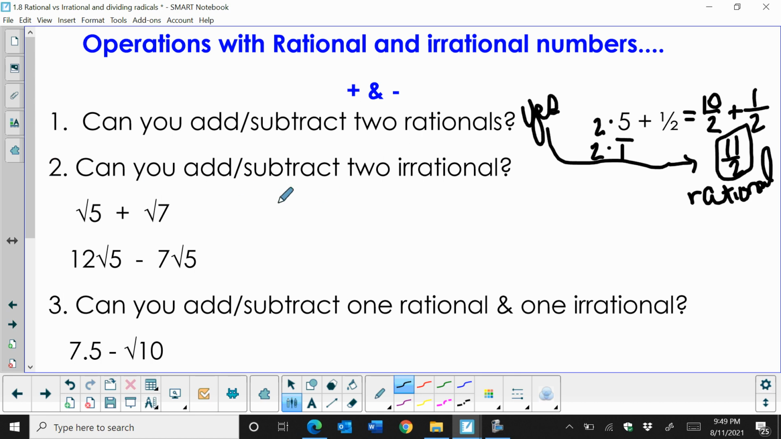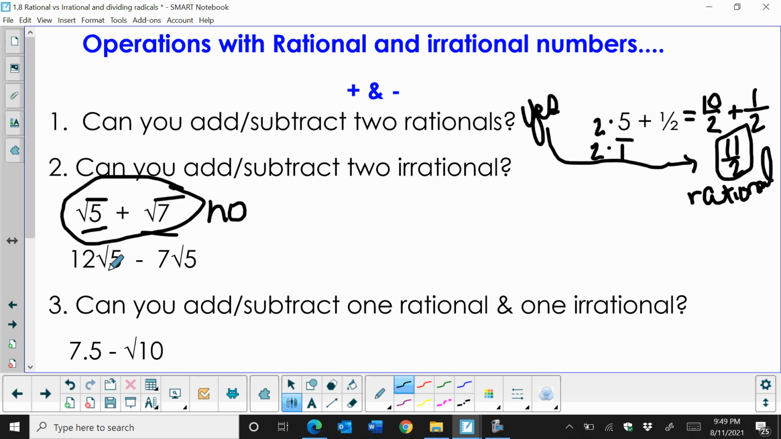Okay, so let's look at number 2. Can you add or subtract 2 irrational numbers? Well, the square root of 5 plus the square root of 7. We did this yesterday. Are those like terms? No. Can we add them together? No. So that is a no. We cannot add those 2 together.